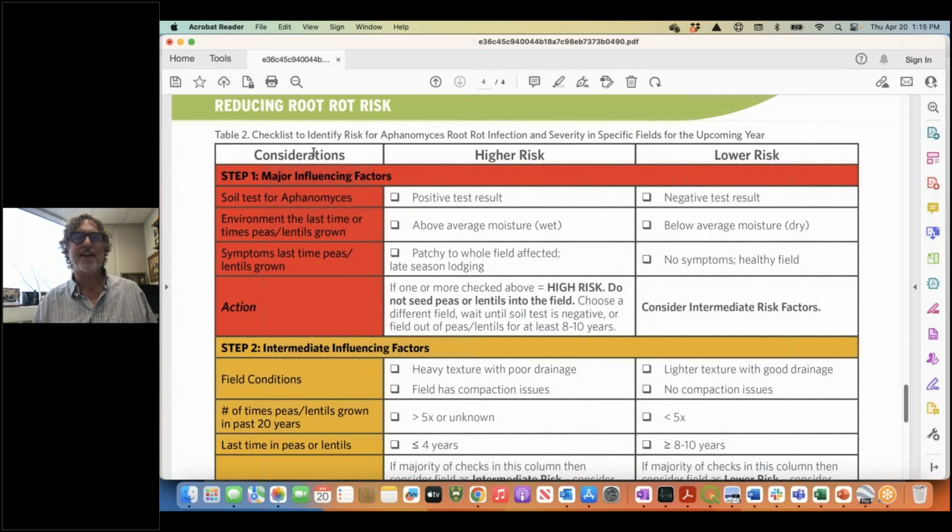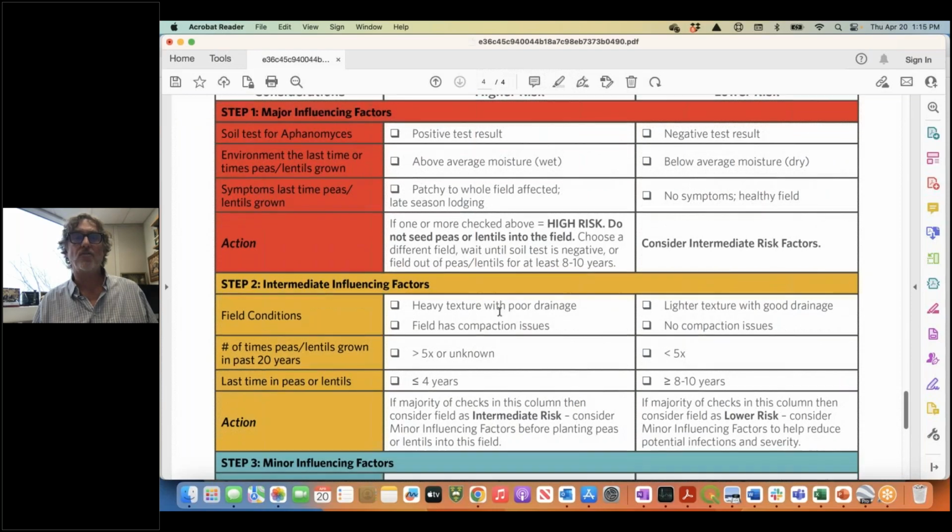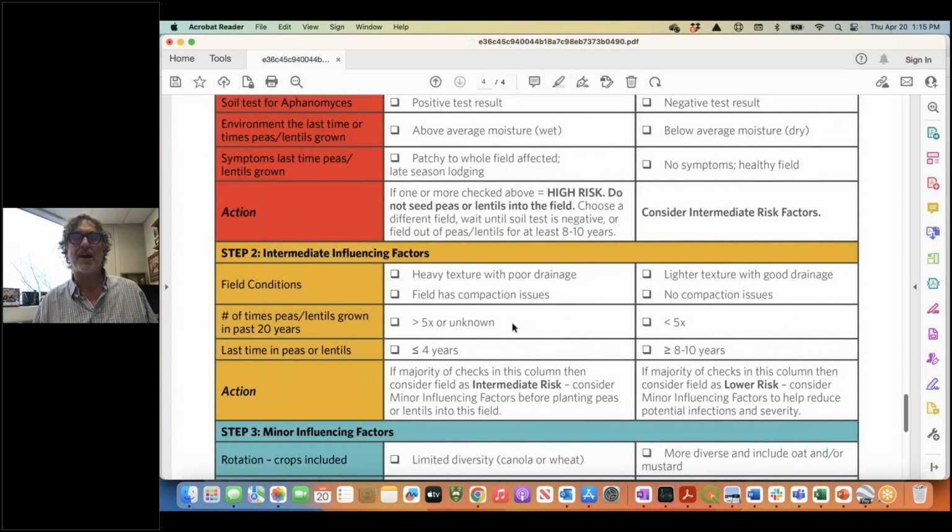But you can see here we have considerations for high risk. What was the environment the last time that peas or lentils were grown? Above average or below average? Where were the symptoms? Was it patchy or not? What are the field conditions? Is it a light textured soil or a heavy textured soil? How many times has it been grown in the past 20 years? And how long since the last time lentils were grown?